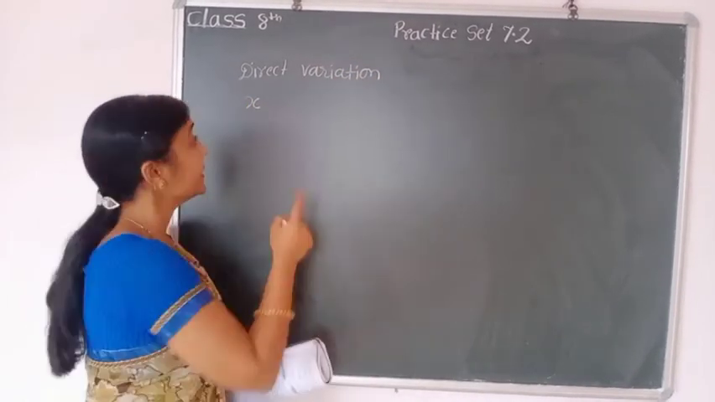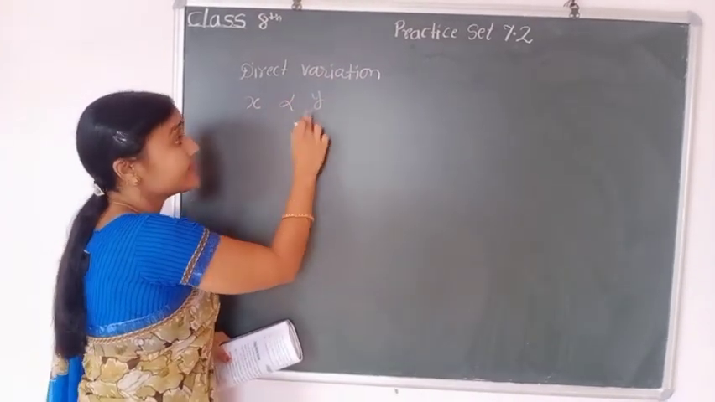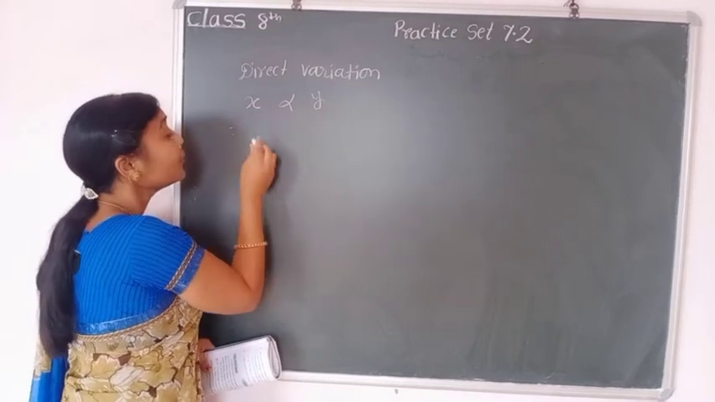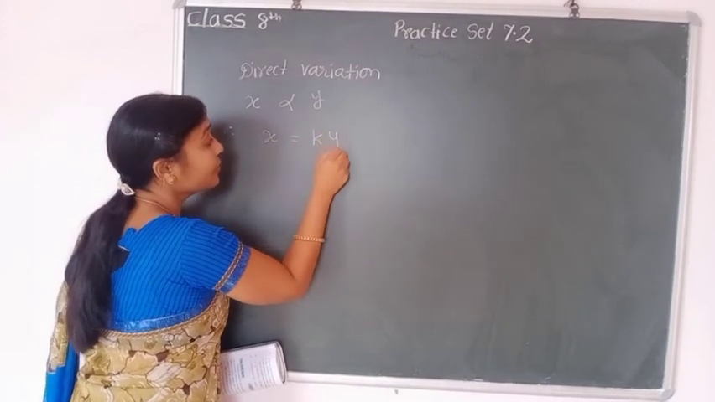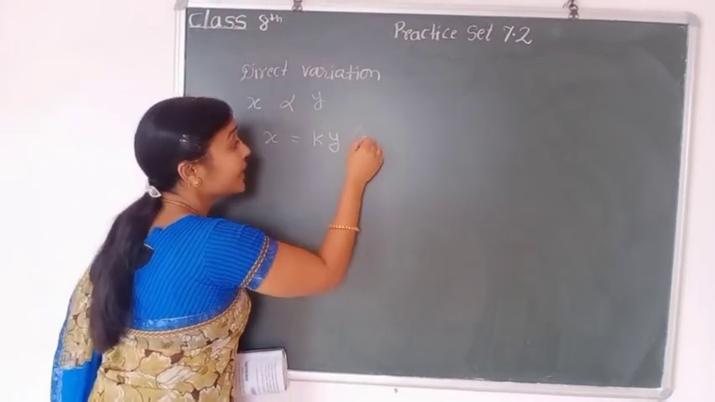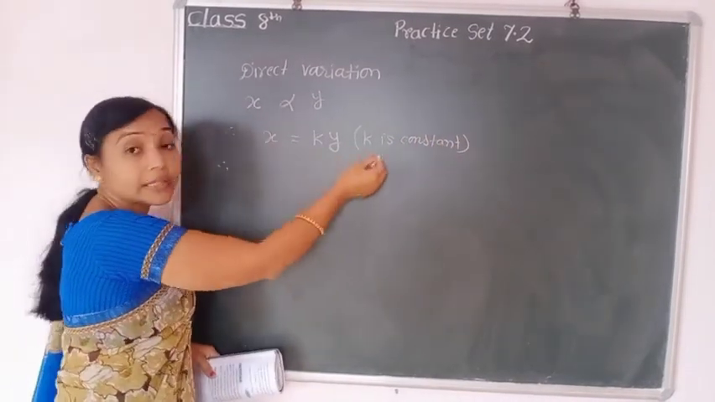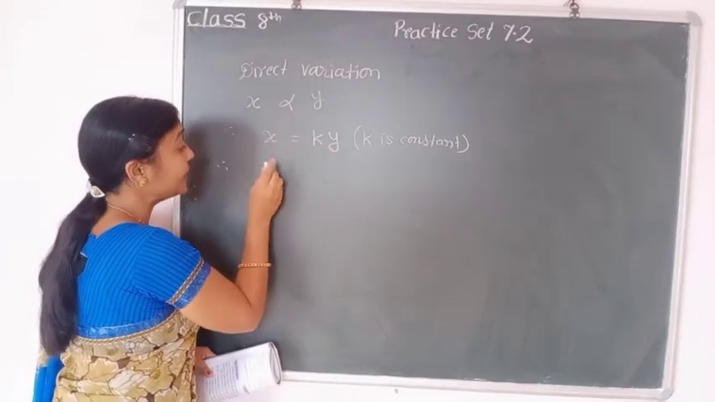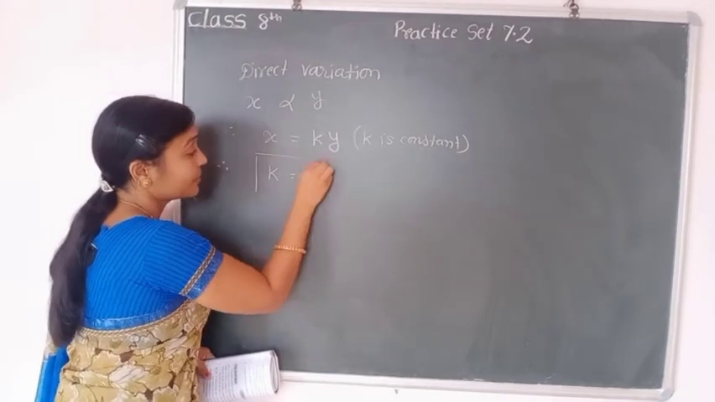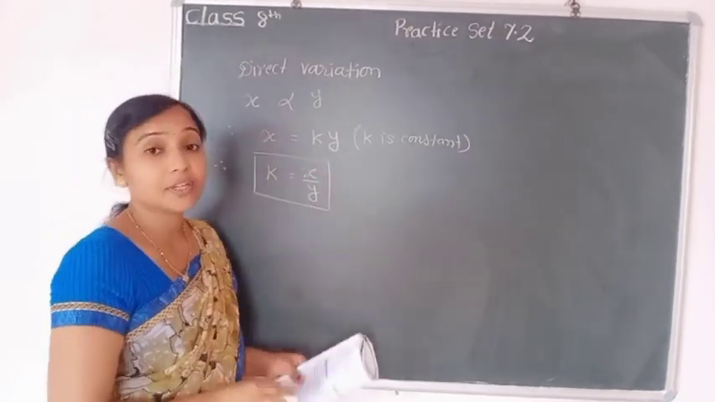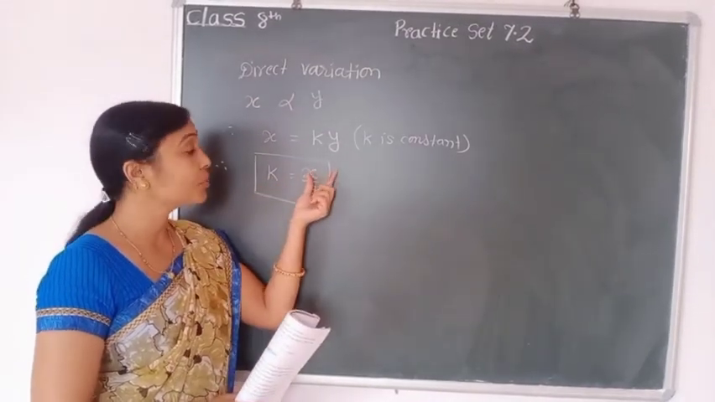When we have two quantities x and y, and they are directly proportional, then we write x is directly proportional to y, and therefore we can write the equation of variation x equal to ky, where k is constant. For that purpose we write constant equal to the ratio of two quantities. This is the equation of direct variation. It means the value of the constant is the ratio of these two quantities.